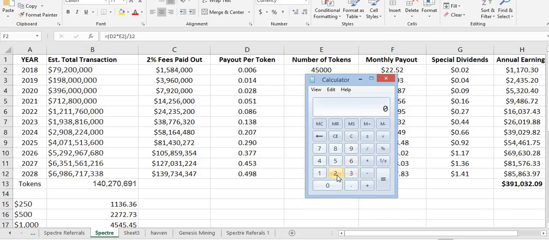As I mentioned, they are going to do a $250,000 dividend payout in April, at the end of April. And so let's take 250, and we're going to divide that by the total number of tokens, which is 140,270,691. And we're going to get basically 0.0017 and a whole bunch of numbers. So it's less than a penny, obviously. But let's say that you have 45,000 tokens, and we're going to times that by 45,000. All right, so in the month of April, you're going to earn $80 worth of Ethereum. Again, that's a one-off special payout.